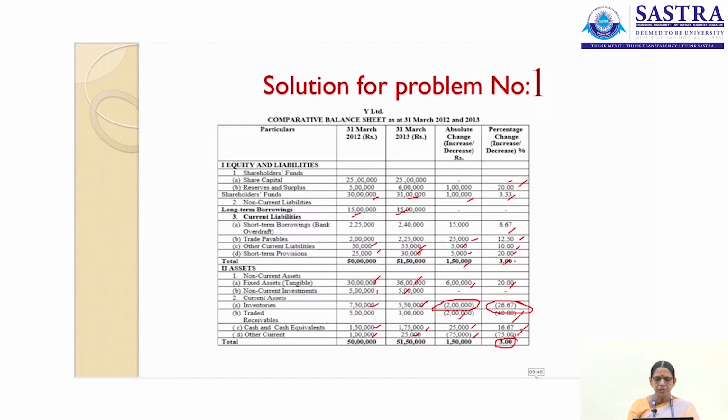Then trade receivables 5 lakhs and 3 lakhs, again it is 2 lakhs a decrease, again 40% is a decrease. Cash and cash equivalents we have 1 lakh 50,000, 1 lakh 75,000, we have a 25,000 increase, this is 16.67. Other current items we have 1 lakh 25,000, again we have a decrease, so 75% as a decrease. See again total comes to 3%. So this total 3% and your liabilities total 3% must remain the same.